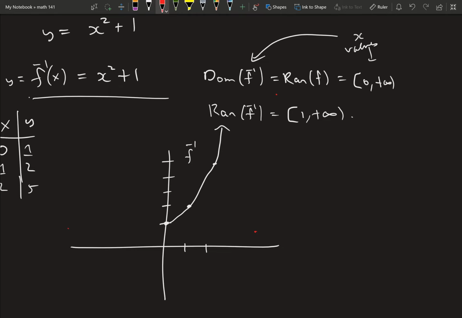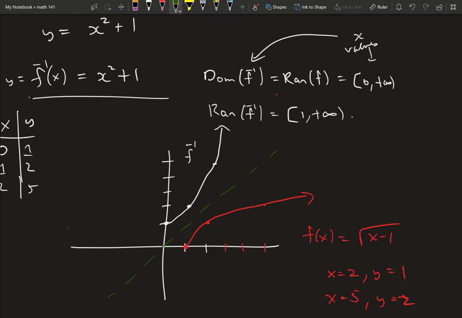Let me go back and graph f. Remember, f of x was the square root of x minus 1. Notice we have the point (1, 0), (2, 1). If you plug in 2 here, y equals 1. And if you plugged in 5, you would get 2. So at 5 we have 2. And notice these things are symmetric about the line y equals x, which is exactly what we want.